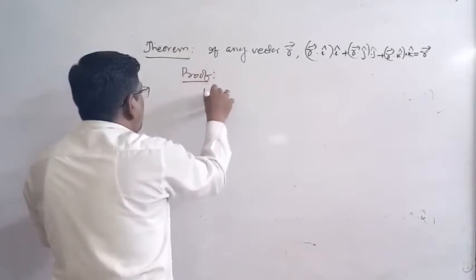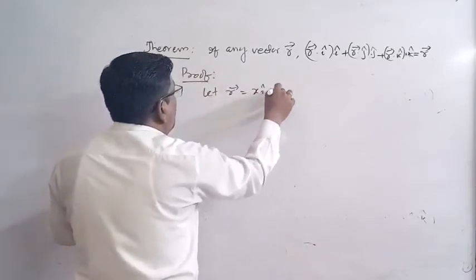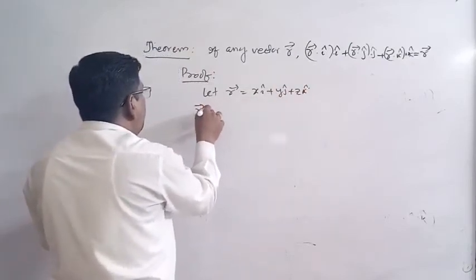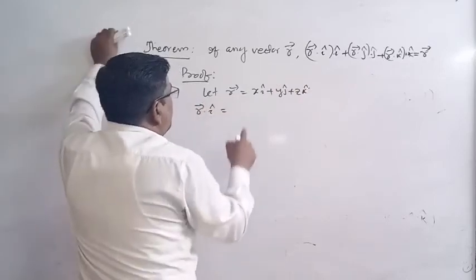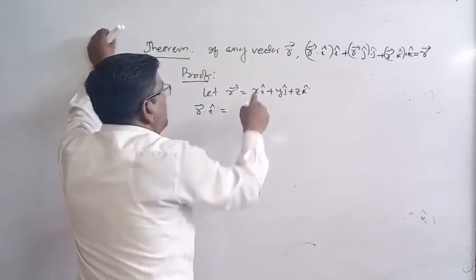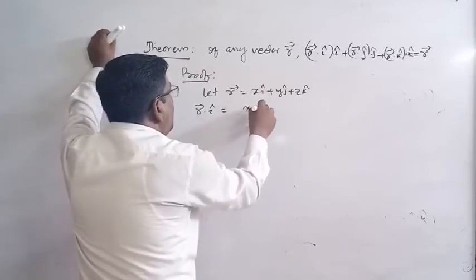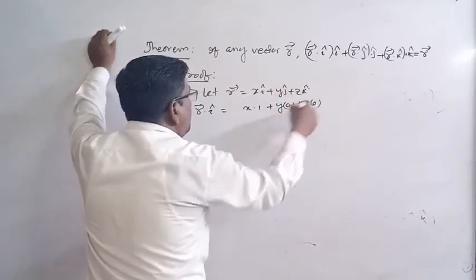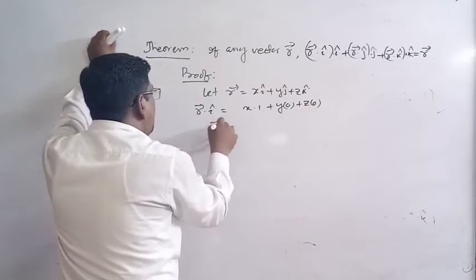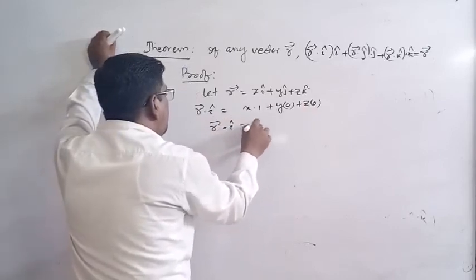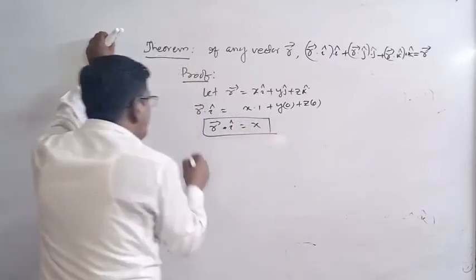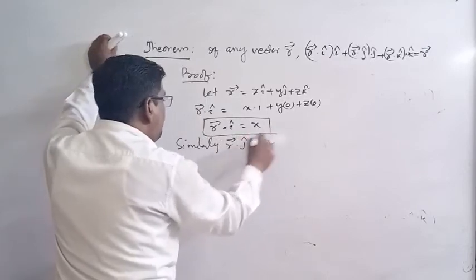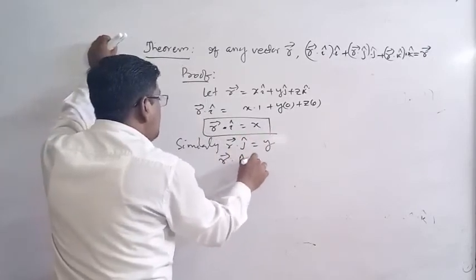Let R vector be equal to x i cap plus y j cap plus z k cap. So R dot I is equal to what? I dot I is 1, so this is x into 1. I dot J means 0 and I dot K is 0. So R dot I is equal to x. Similarly, R dot J is equal to y, and R dot K is equal to z.